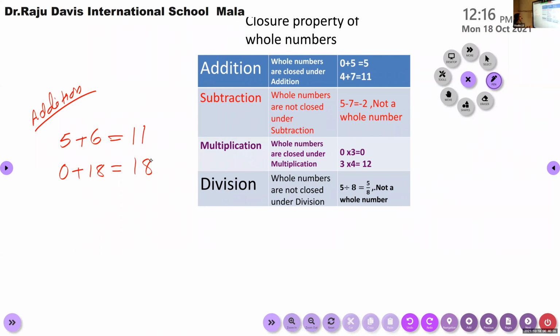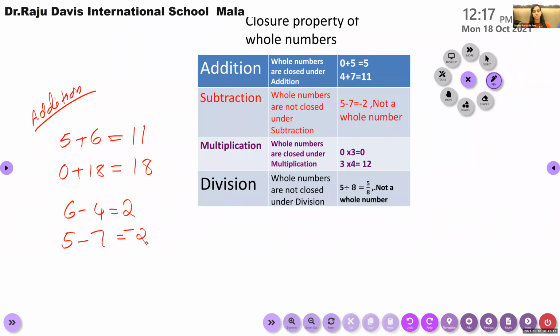Now we will take subtraction. 6 minus 4 is 2. Is it a whole number? Yes. What is 5 minus 7? It is negative 2. Is it a whole number? No, it's not a whole number. So whole numbers are not closed under subtraction. Here, when we subtract 5 minus 7, negative 2 is not a whole number. Is that clear, children?